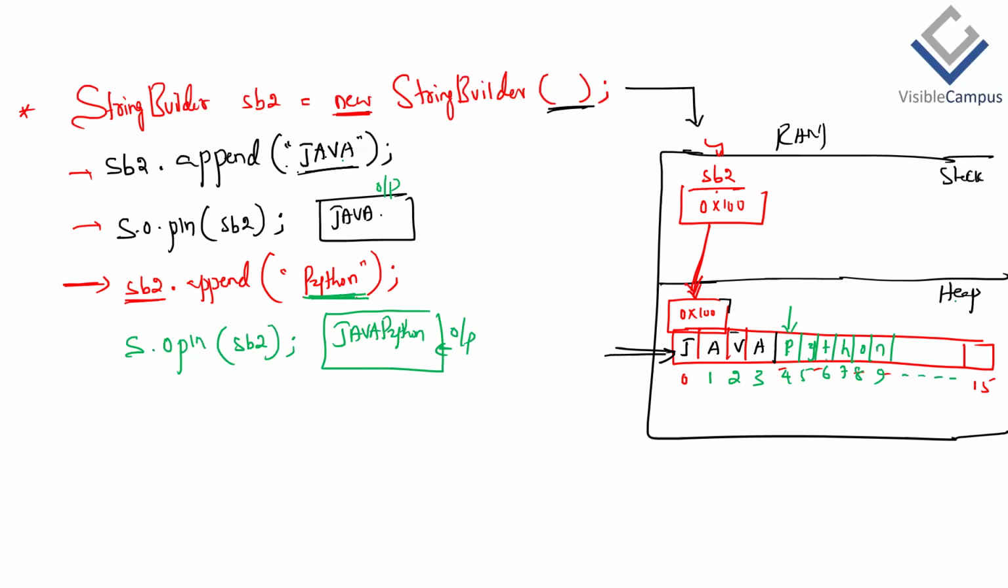Then after this, whenever we print, capacity will be 16, 16, 16 only, because it's still the same object only. But length here is 4, and here 0 for SB2, and here after appending this Java, then 4. After appending this Python, then JavaPython is 10 characters. 10 is the length.